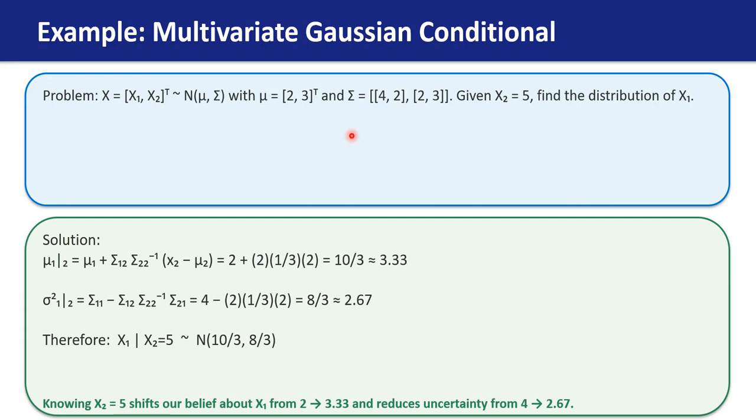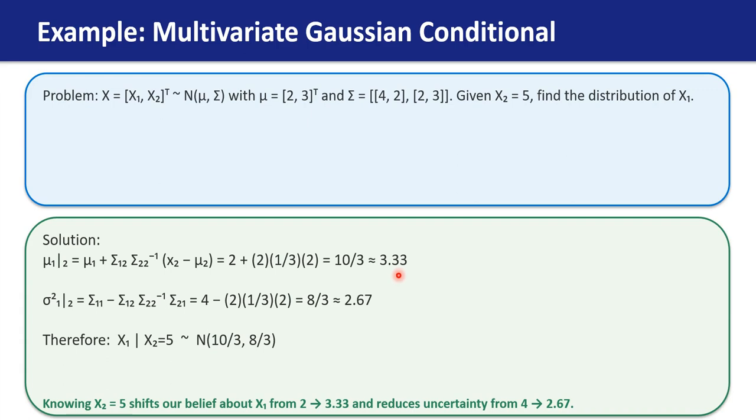Mu1 given 2 equals 2 plus 2 times 1/3 times 2, which equals 2 plus 4/3, which equals 10/3, approximately 3.33. This is the important part. Before seeing x2, our best guess for x1 was 2. After learning x2 equals 5, which is above its average of 3, we raise our guess for x1 to 3.33. This makes sense because x1 and x2 are positively correlated.